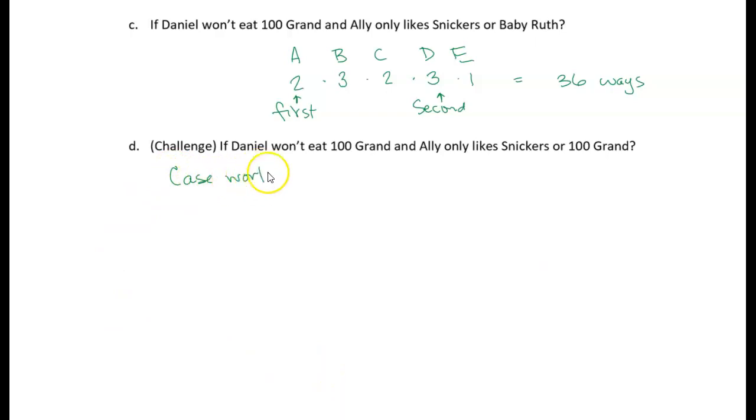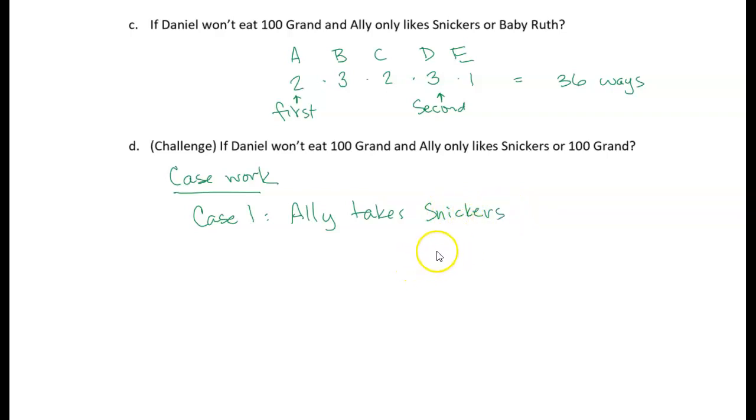So that's what I want to talk about next, casework. We can just split this into 2 cases. So let's do case 1. Let's say that Allie takes the Snickers, because she's only got 2 choices, right? So there's only 2 options. So that way I can break it into 2 cases. Either Allie takes the Snickers or Allie takes the 100 Grand.